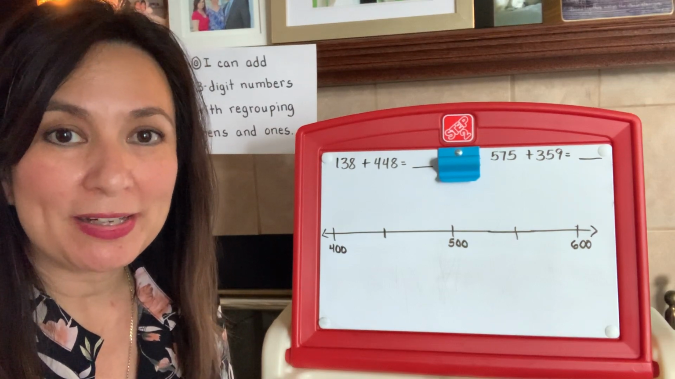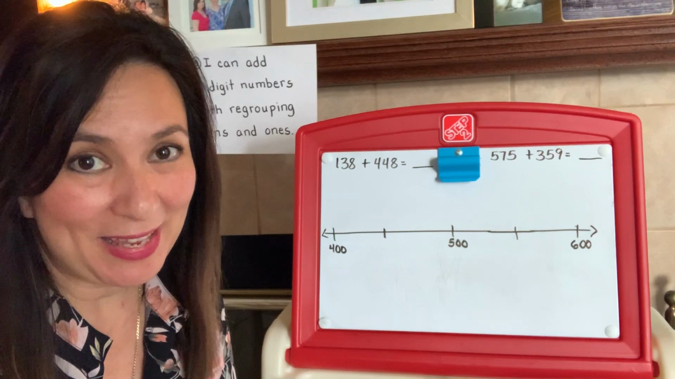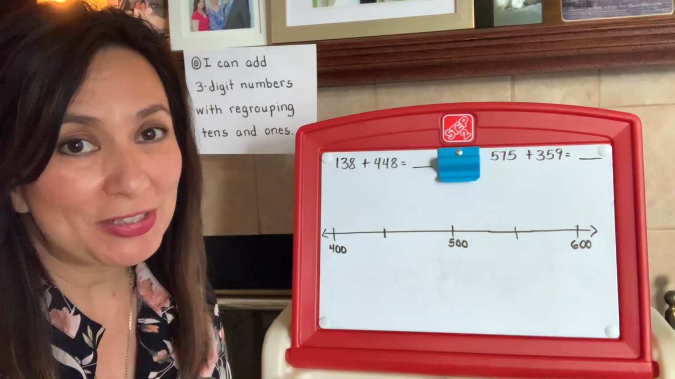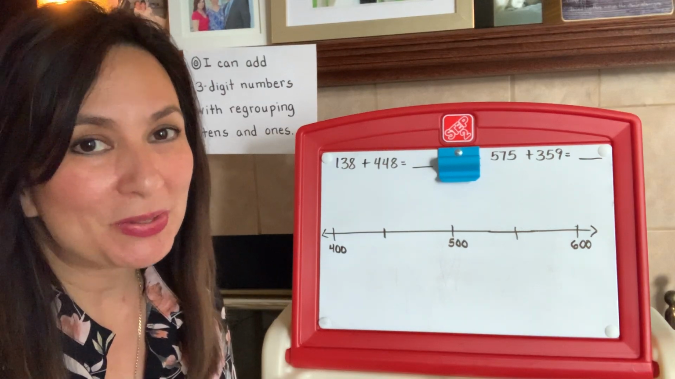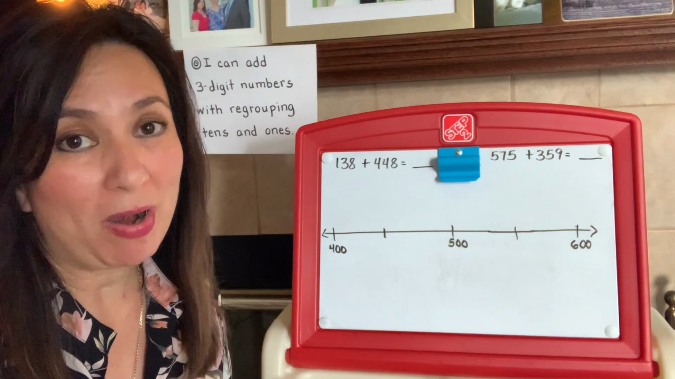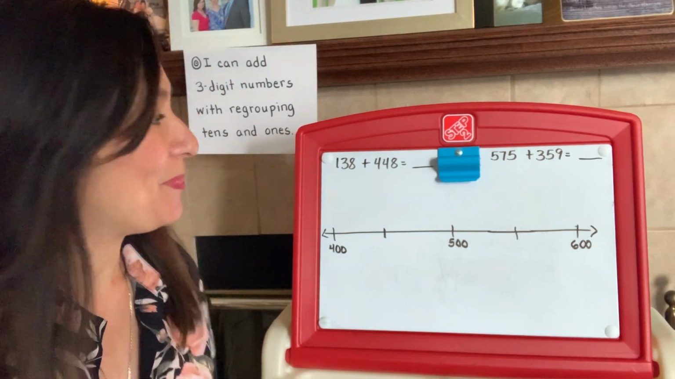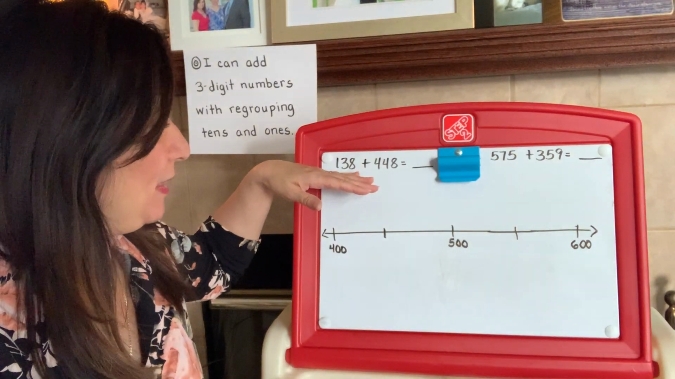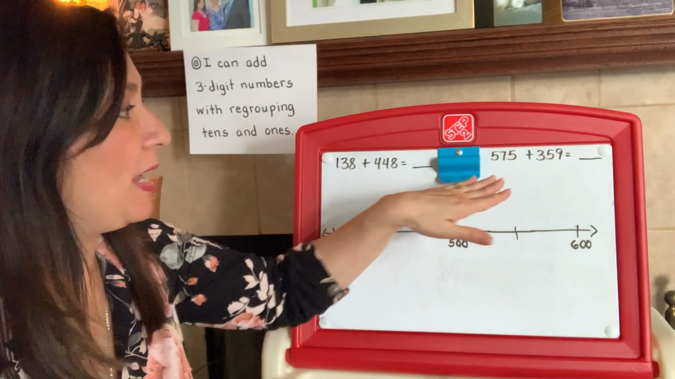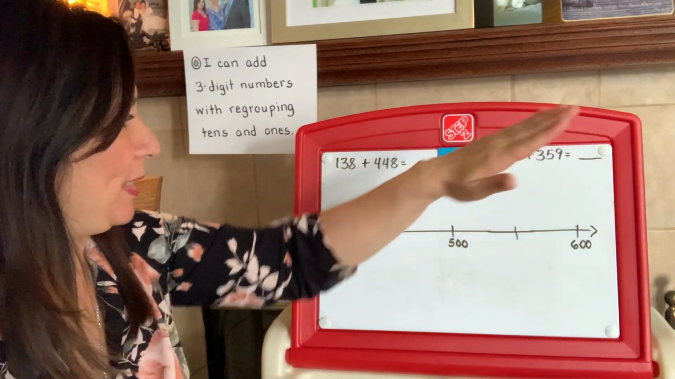Today our learning target is I can add 3 digits plus 3 digits with regrouping tens and ones. I told you it was going to get a little bit more challenging, but that's okay. We're going to persevere and become experts at this, and we're going to spend probably 3 math lessons on this. Are you ready? Today we are adding 138 plus 448 first. I have an equation written here and we're just going to ignore that for now. That's what we're doing next.